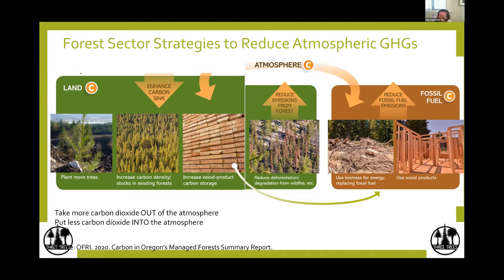Additionally, you can focus on reducing emissions to the atmosphere, either by reducing emissions from deforestation or land degradation or emissions from wildfire, or by reducing fossil fuel emissions by using biomass for energy or by using wood as opposed to other materials that have a higher energy impact. They require more energy to manufacture.